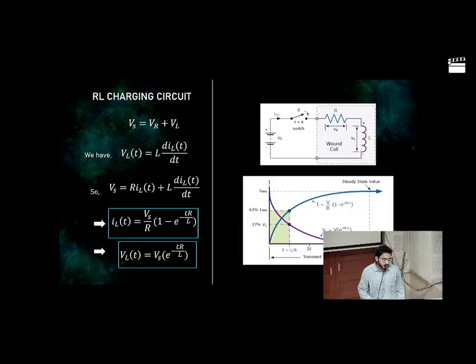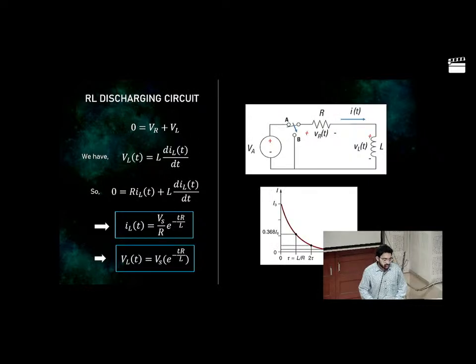If you put t equal to 0, the current will be 0, as the inductor will not allow any change of current, and as t tends to infinity, the current is given by Vs by R, as the inductor is short circuited. Similarly, the voltage across the inductor is given by VL equals Vs e to the power minus tR by L, or minus t by tau, where tau is L by R.